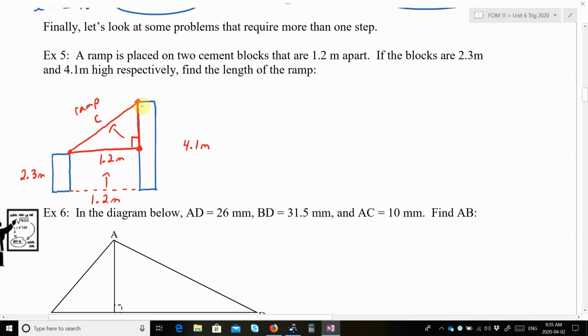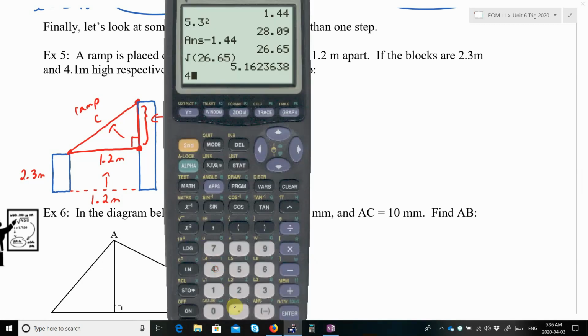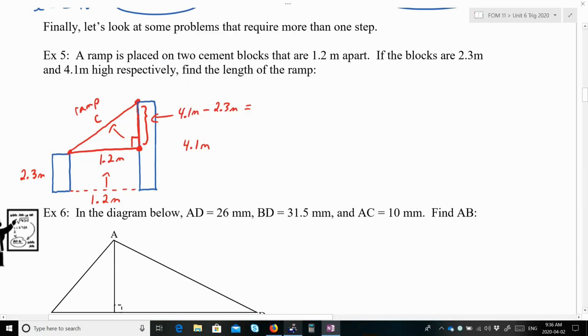And you may notice, guys, that this length right here is the difference in height between the two cement blocks. Okay, so this length is 4.1 meters minus the 2.3 meters.